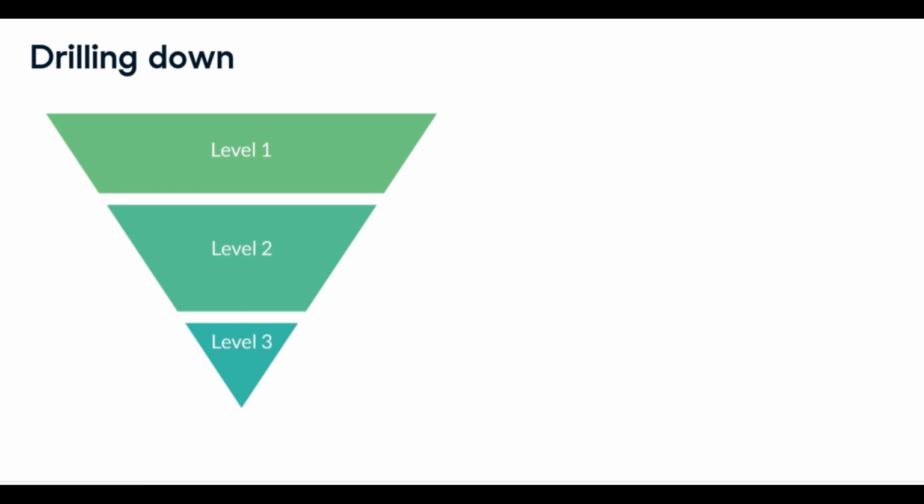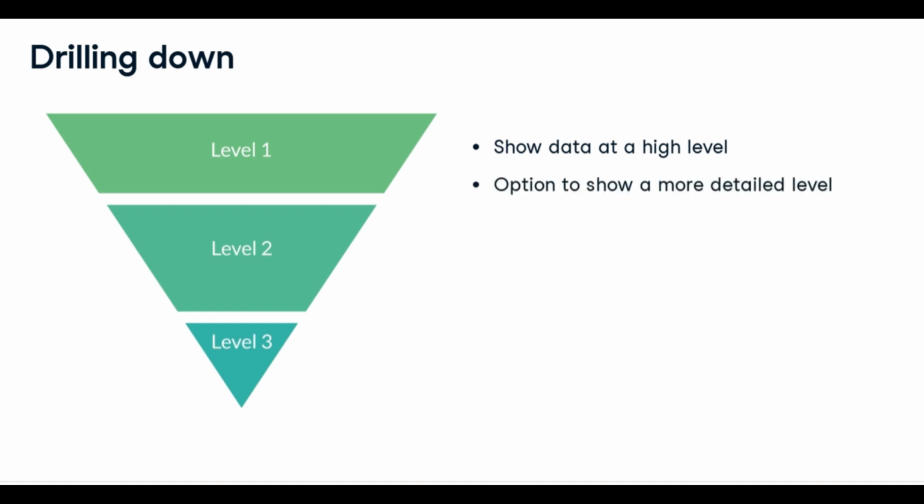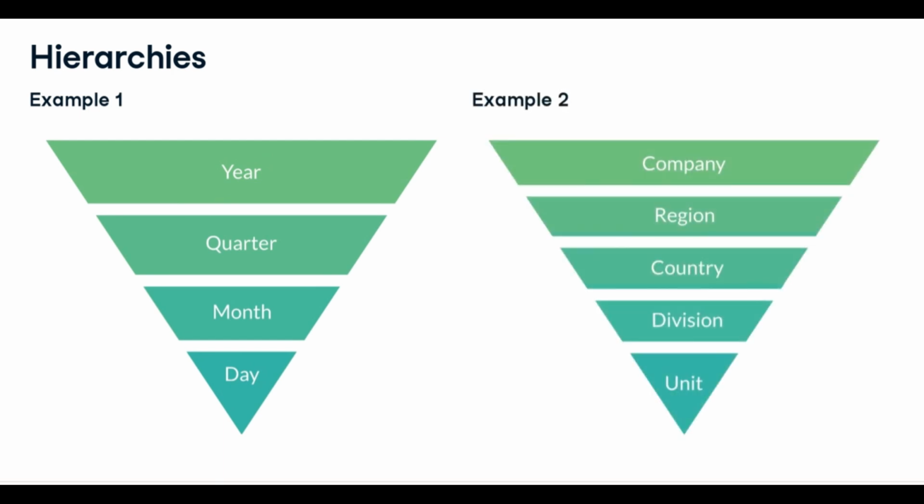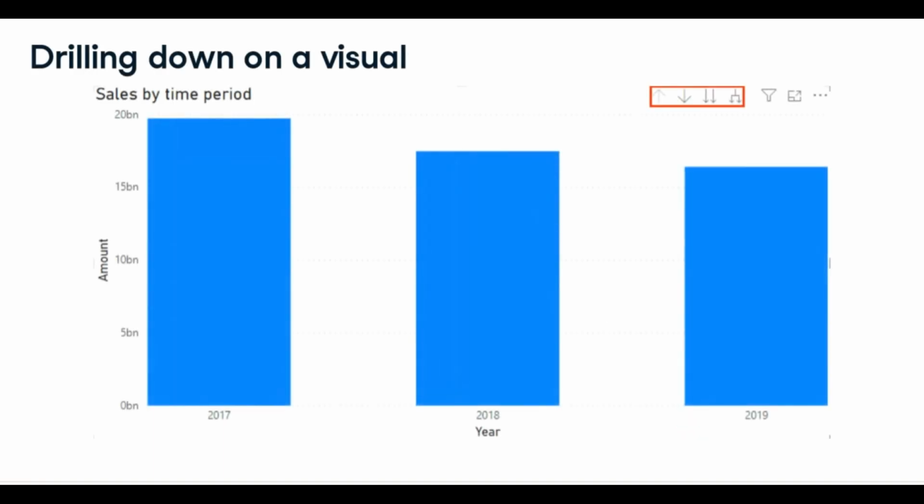Drilling down allows a single visual to show data at a high level and then gives the user the option to look at the data at a more detailed level. This action is made possible by creating hierarchies. An example of a hierarchy might be year, quarter, month, day, or company, region, country, division, and unit. Once a hierarchy is created, you can navigate up and down to lower levels.